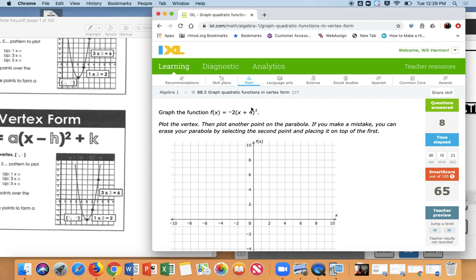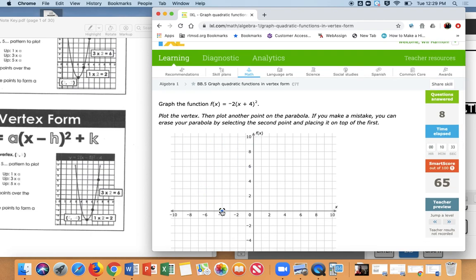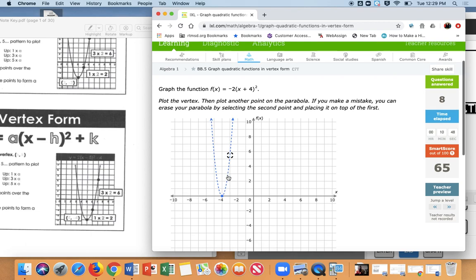All right, so remember it's going to be the opposite of this, so h is going to be negative 4, and there is no k. Here, this is negative, so I know I'm opening down. So let me pick one point that is 1 unit away from negative 4. So I'm going to pick negative 3. So negative 3 plus 4 is 1. 1 squared is 1, times negative 2 is negative 2.